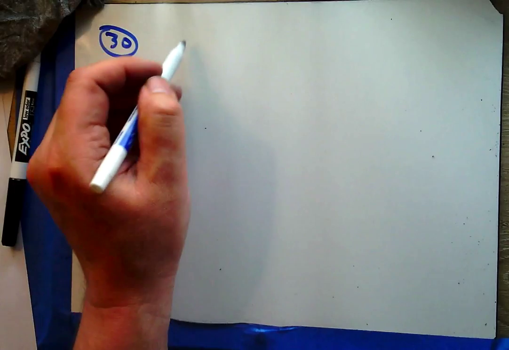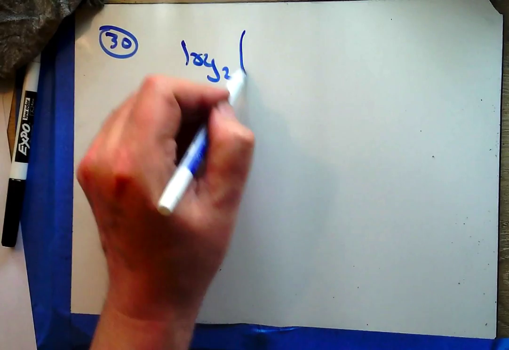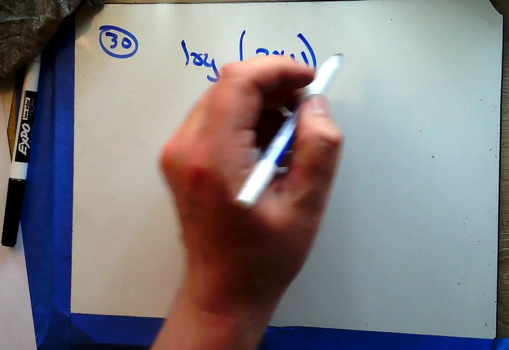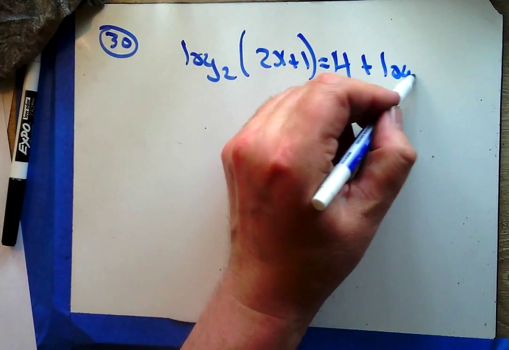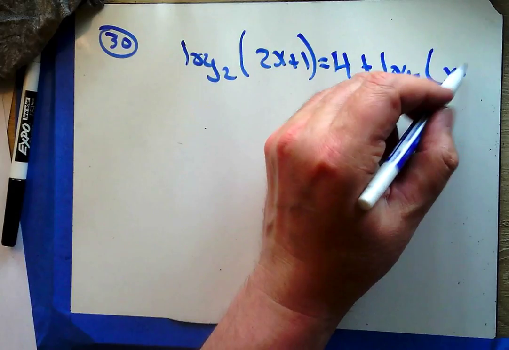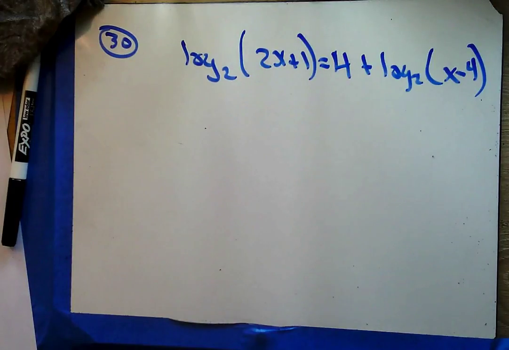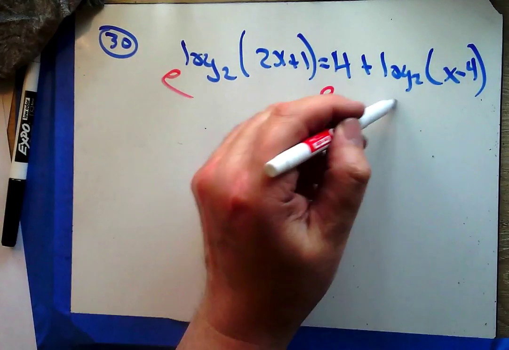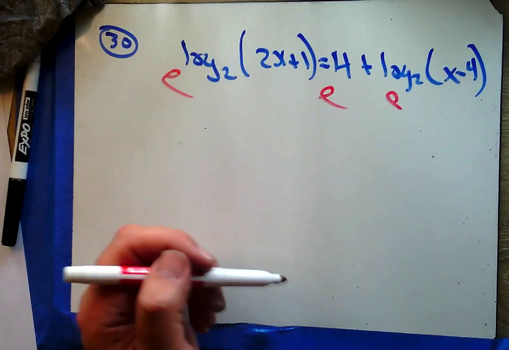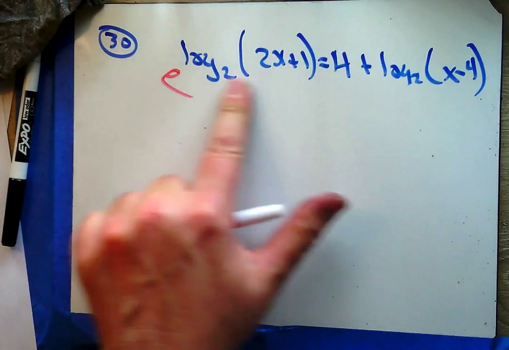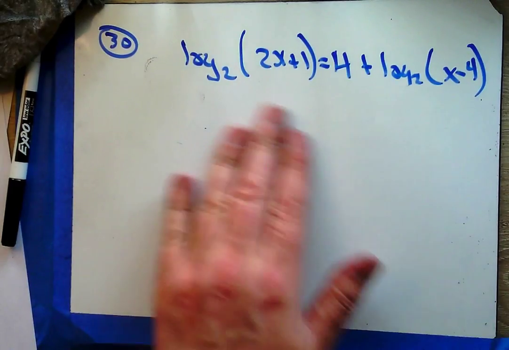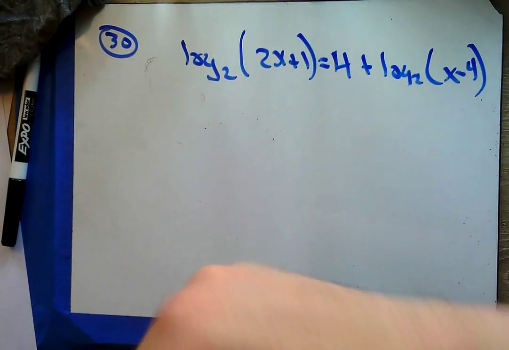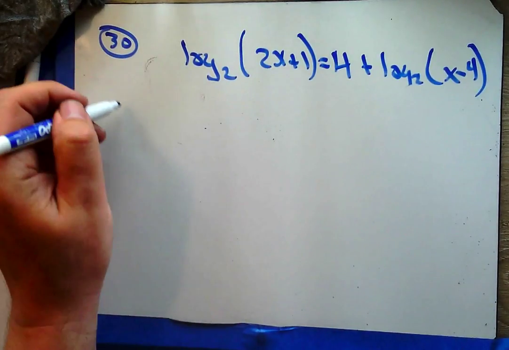30, our last solving one, says log base 2 of 2x plus 1 equals 4 plus log base 2 of x minus 4. Now be careful, because remember, you can't do that. That's wrong. Don't do that. You can exponentiate the whole side of the equation. And so I guess what I really want to do is I want to move all the logs onto one side and then apply my log properties.